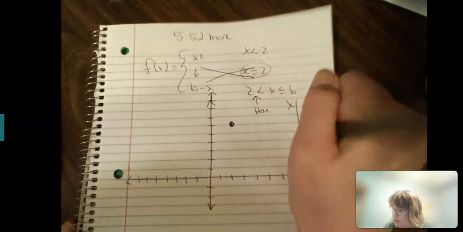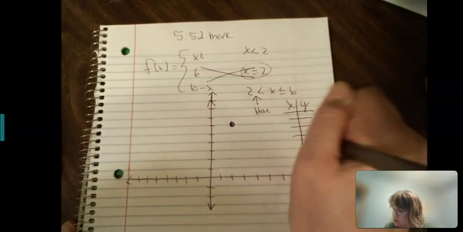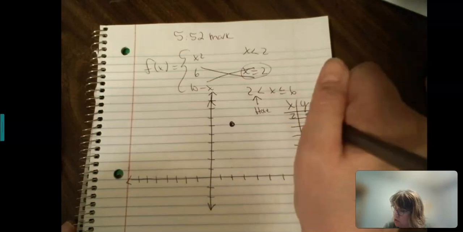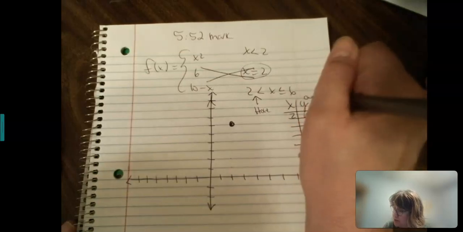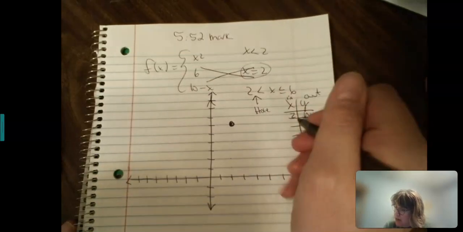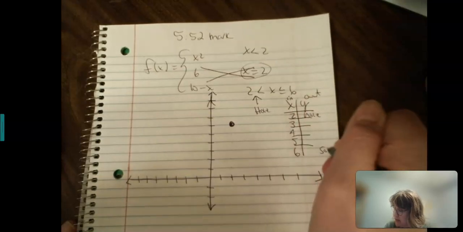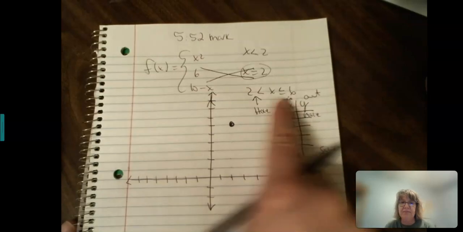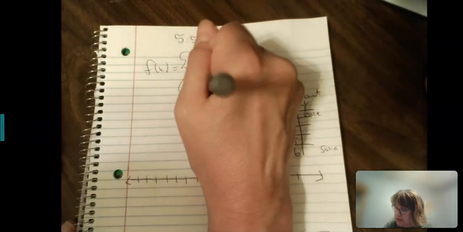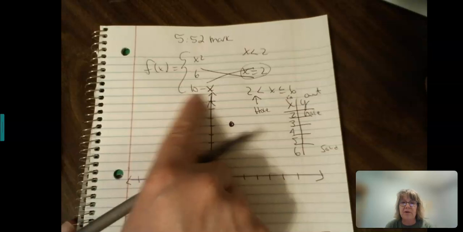So I'm going to make my input-output table here. So in and out. When it's 2, I know it's a hole for my output, right? Here's my input. All right, and I'm going to go ahead and do 3, 4, 5. Now 6 is solid because do you see how 6 is included? And this is a line because it looks like it's linear, right? There's no squares or anything, nothing weird in there.